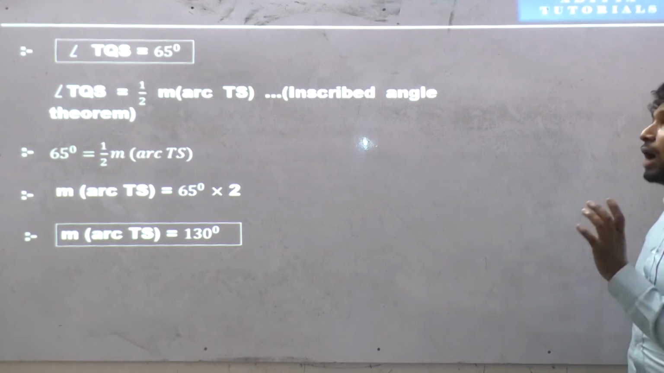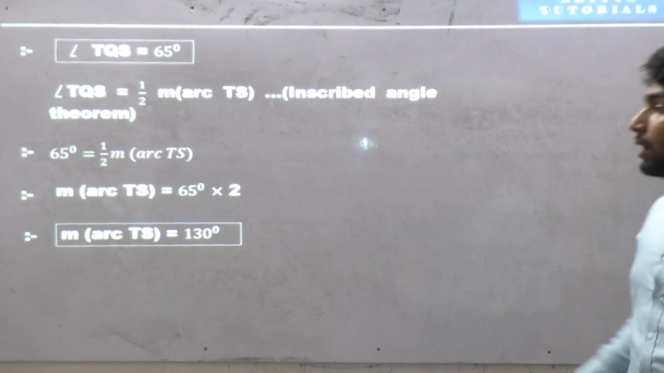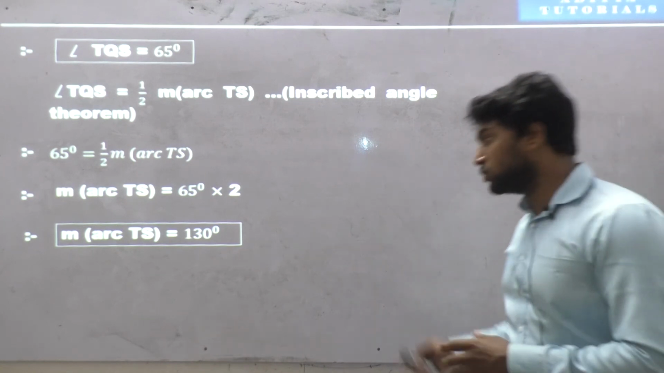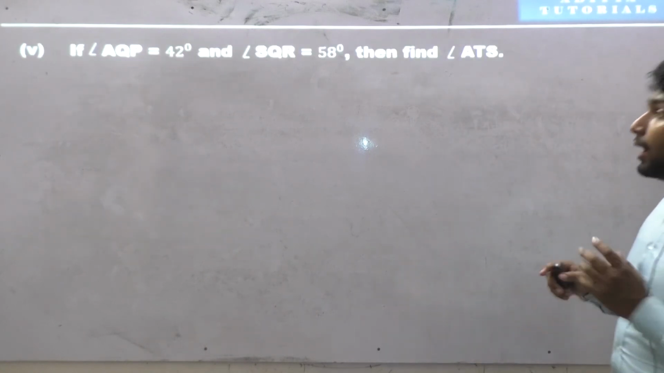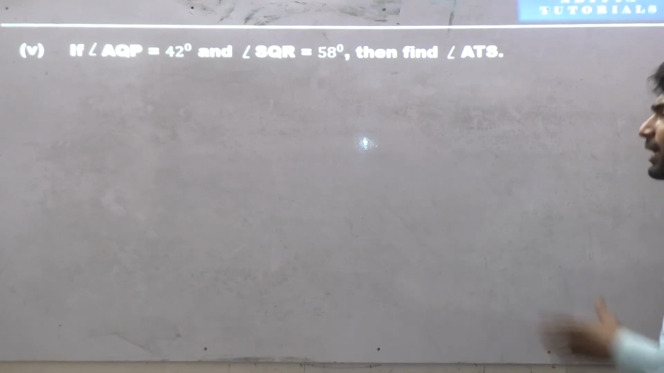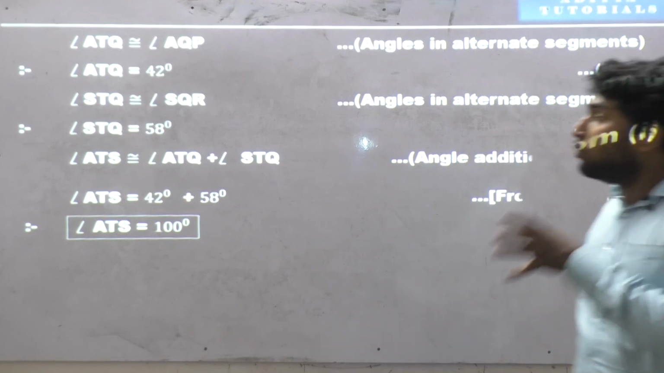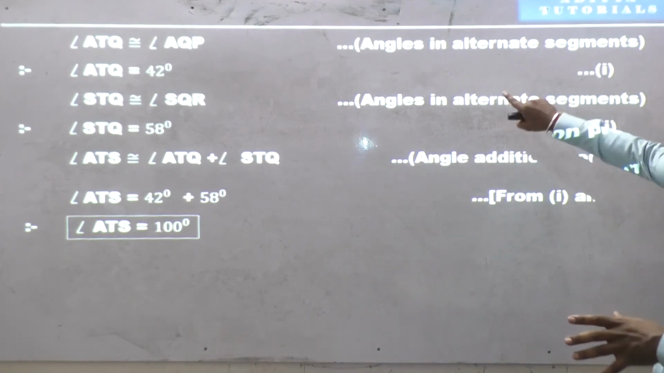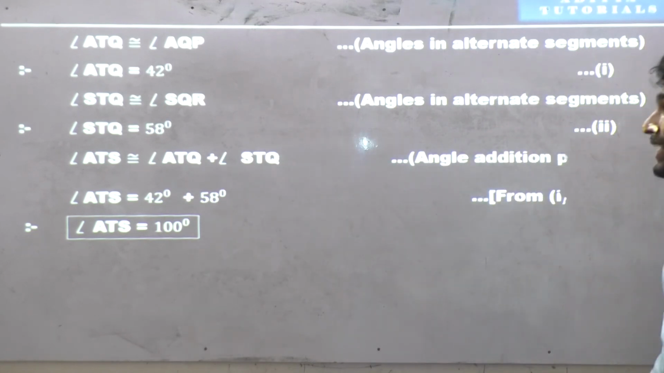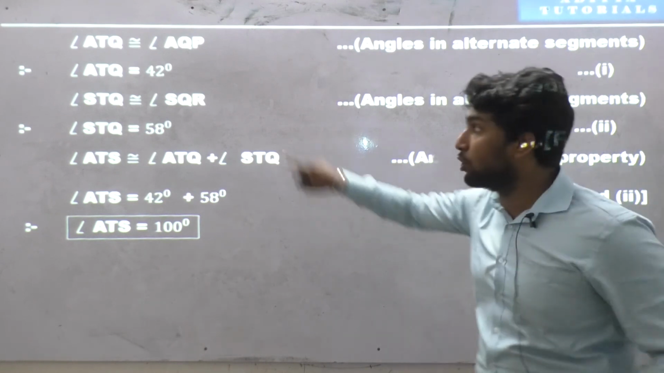And TQS is equal to half of measure of arc TS, inscribed angle theorem, where we got the measure of arc TS equals 65 into 2. So measure of arc TS is equals to 130 degree. So fifth, okay, now AQP is equal to 42 degree, SQR is equal to 58 degree. Then find ATS. So we know that ATQ is congruent to AQP, angles in alternate segment. ATQ is equal to 42, and STQ is congruent to SQR, angles in alternate segment, and STQ is equal to 58 degree.